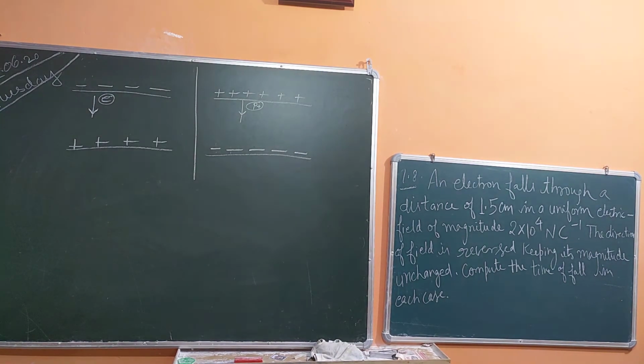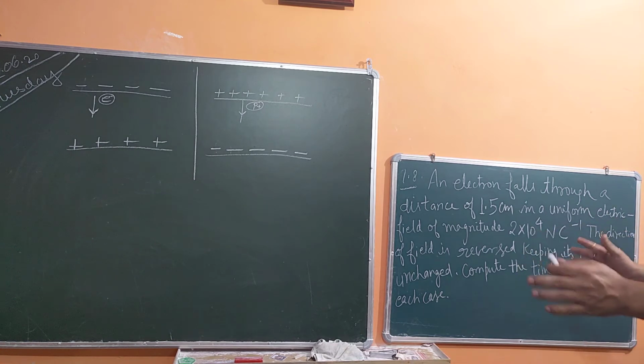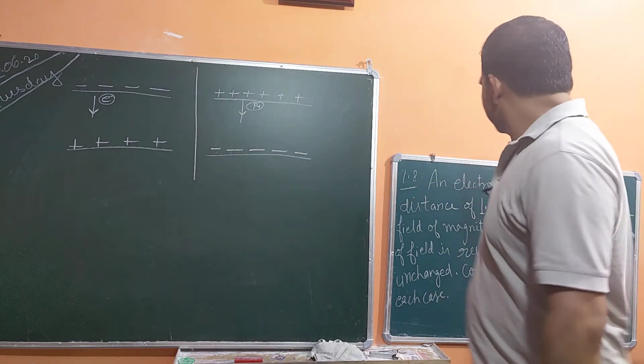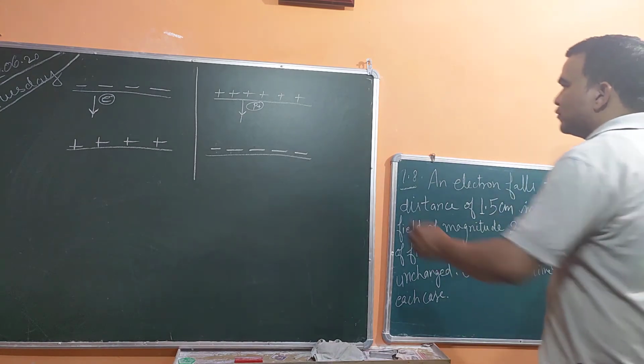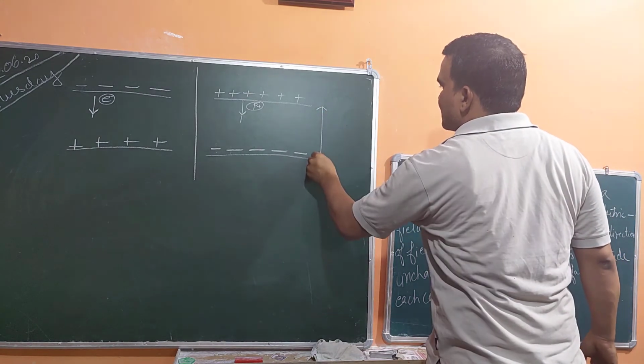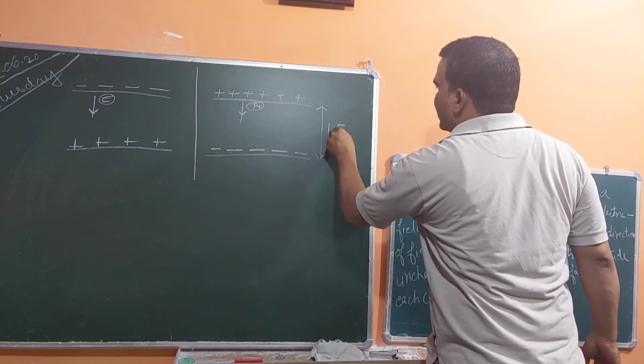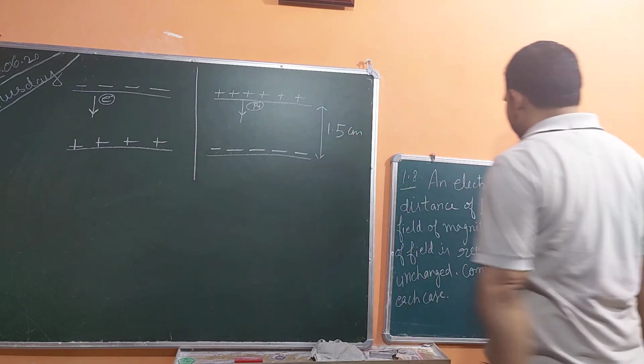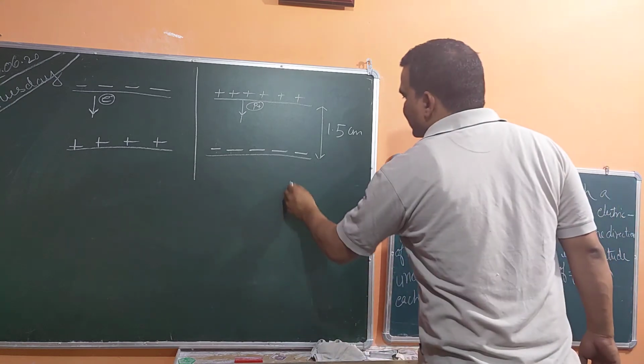So we have problem statement, example 1.8. I'm going through it. An electron falls through a distance of 1.5 centimeter in a uniform electric field of magnitude 2 into 10 to the power 4 Newton per Coulomb. Okay, so this distance is 1.5 centimeter. All right. And what is the electric field?